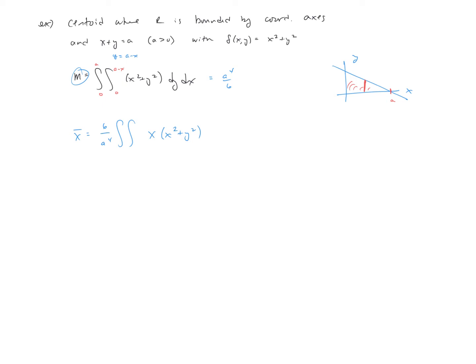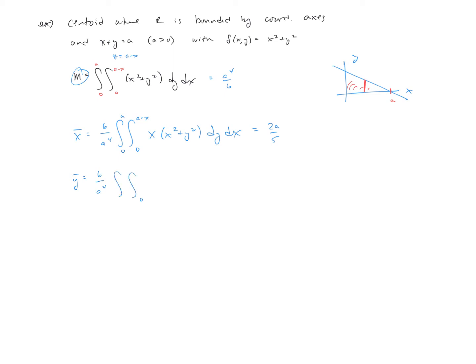Now conveniently, we spent most of our time talking about these red bounds. Once you come up with them once, it's going to be the same for all of them, which tells us that this is going to be a dy dx, and we would go from 0 to a minus x and 0 to a. This would give us then a 2a over 5. Similar for the y bar, we'd have 6 over a to the 4th. That's the 1 over the mass.